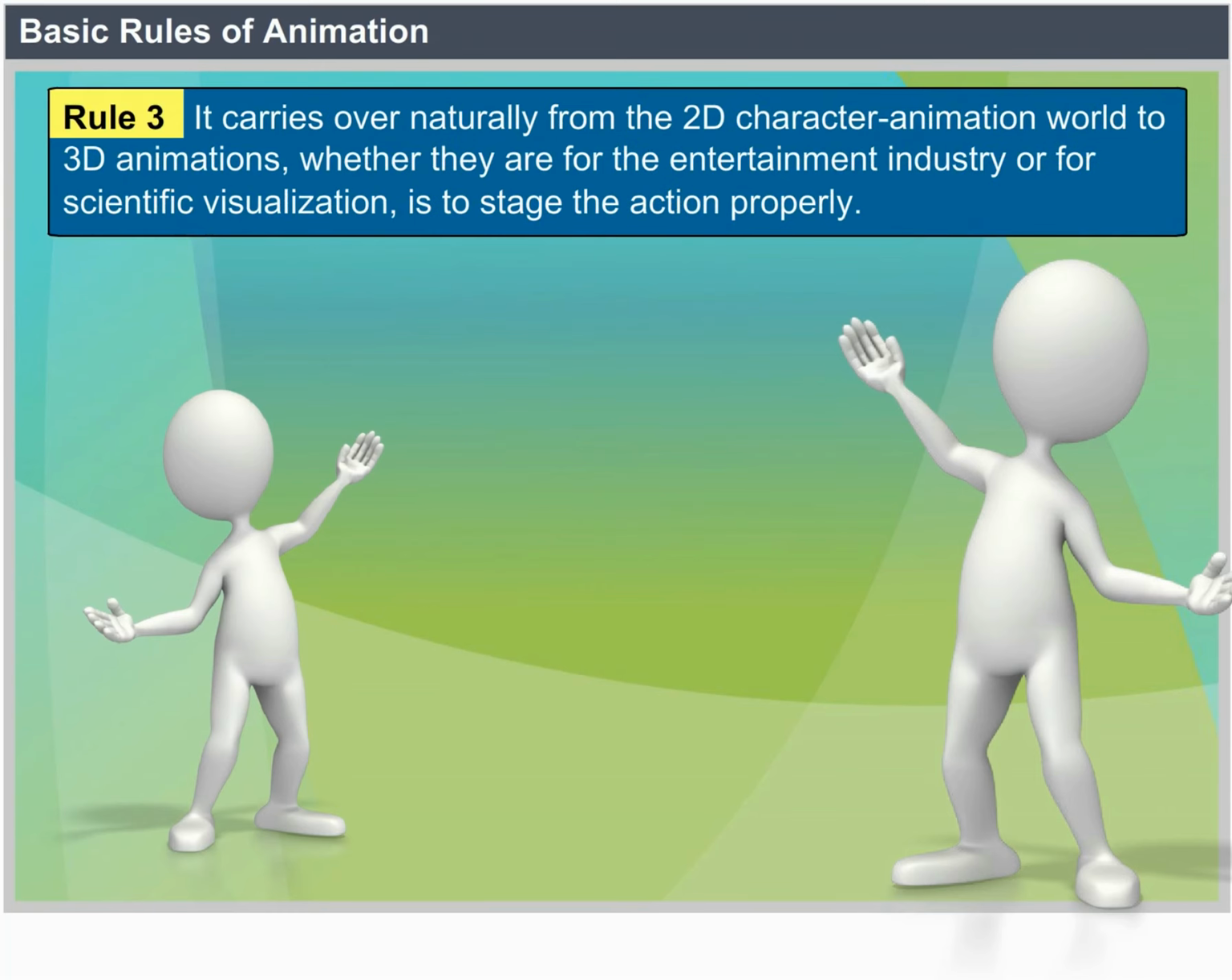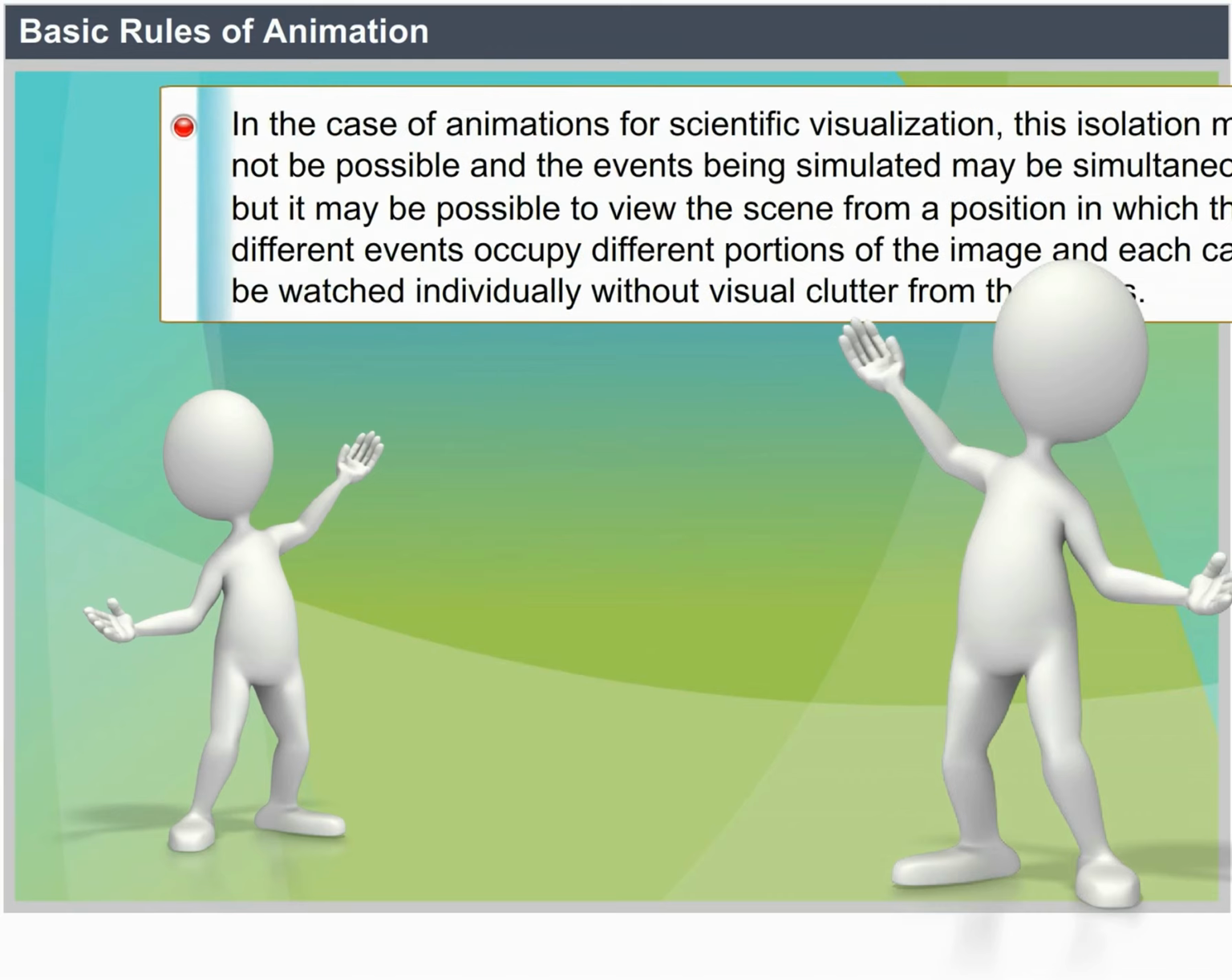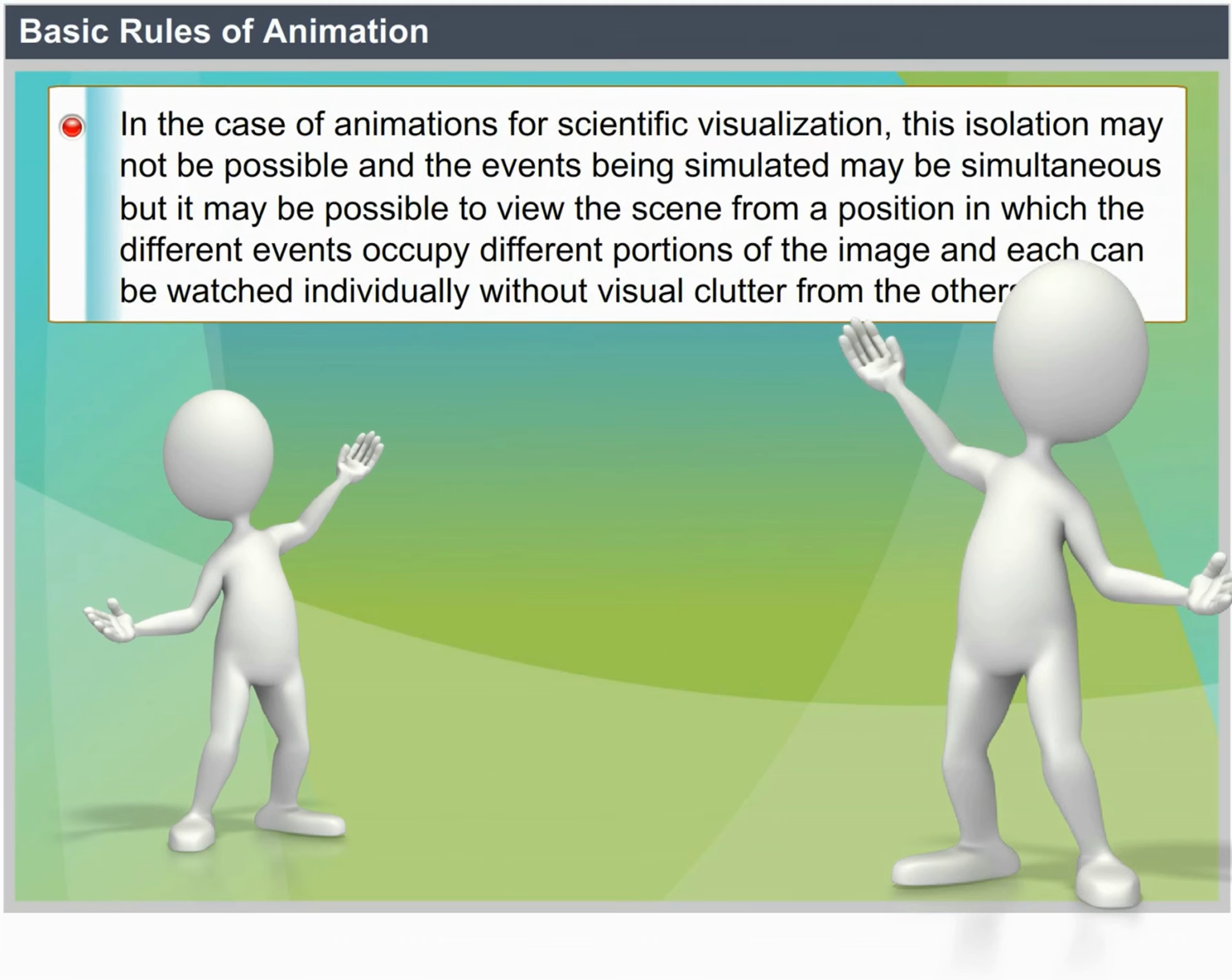Rule 3, that carries over naturally from the 2D character animation world to 3D animations, whether they are for the entertainment industry or for scientific visualization, is to stage the action properly. This includes choosing a view that conveys the most information about the events taking place in the animation, and, when possible, isolating events so that only one thing at a time occupies the viewer's attention. In the case of animations for scientific visualization, this isolation may not be possible. The events being simulated may be simultaneous, but it may be possible to view the scene from a position in which the different events occupy different portions of the image, and each can be watched individually without visual clutter from the others.